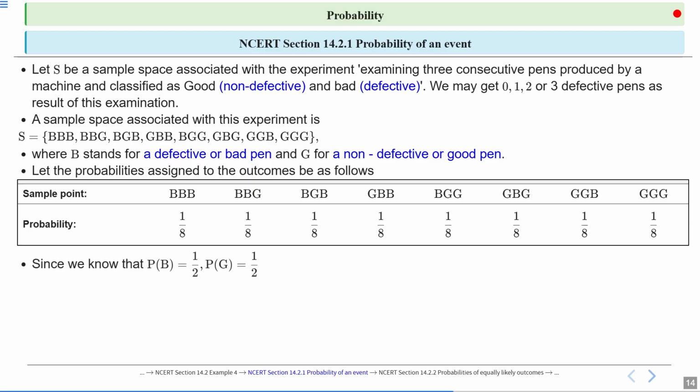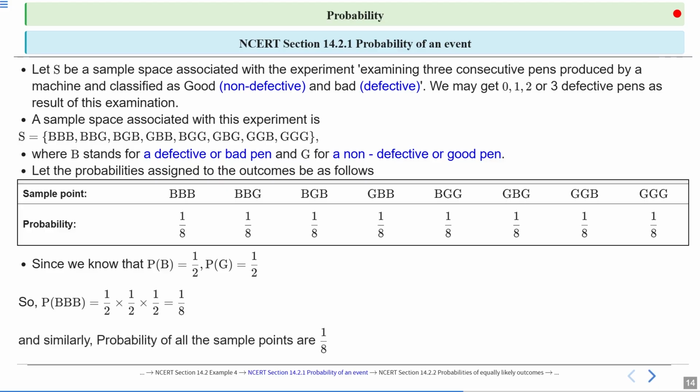And since we know that P of B is equal to 1 by 2 and P of G equal to 1 by 2 also. Okay, so a pen may be a bad pen or maybe a good pen. So there basically we have a 50-50 chance. That is why we assign here P of B equal to 1 by 2 and P of G equal to 1 by 2 also. Okay, so P of BBB is equal to 1 by 2 multiplied with 1 by 2 multiplied with 1 by 2. Okay, and this is equal to 1 by 8.